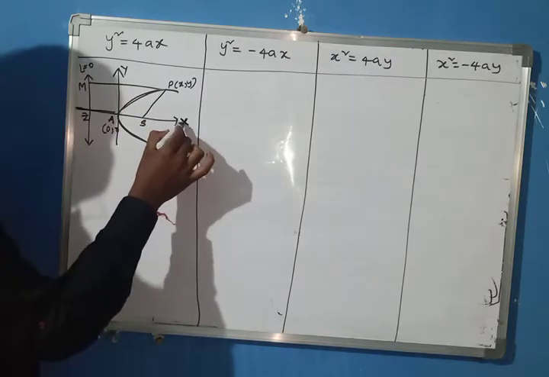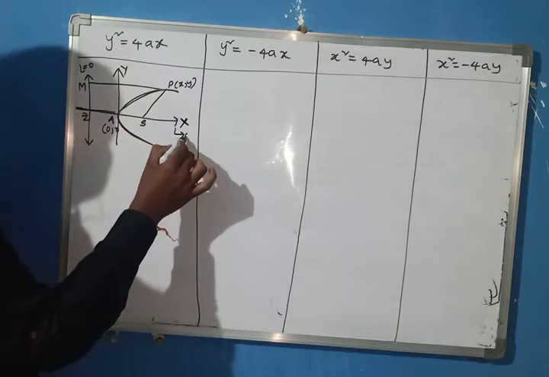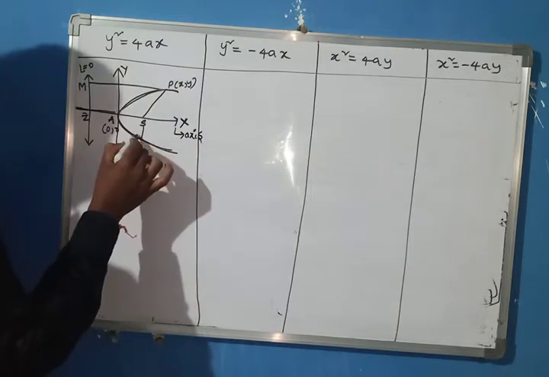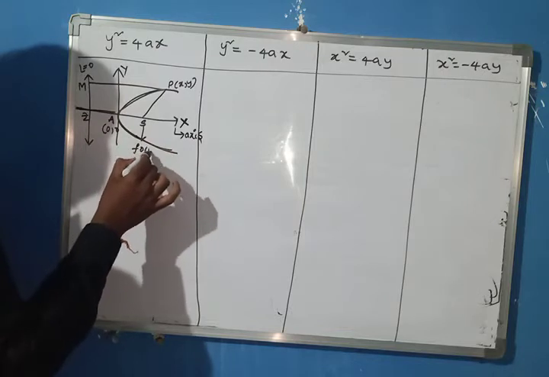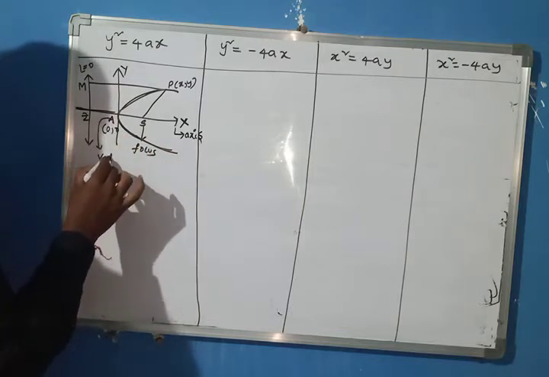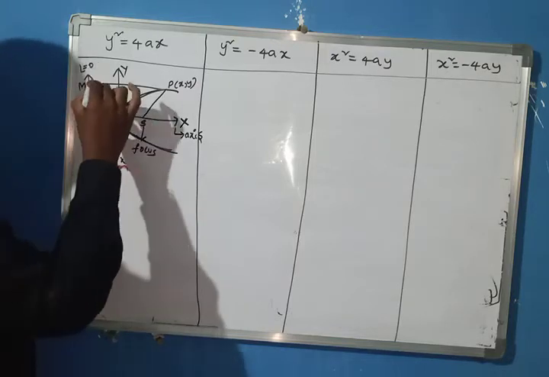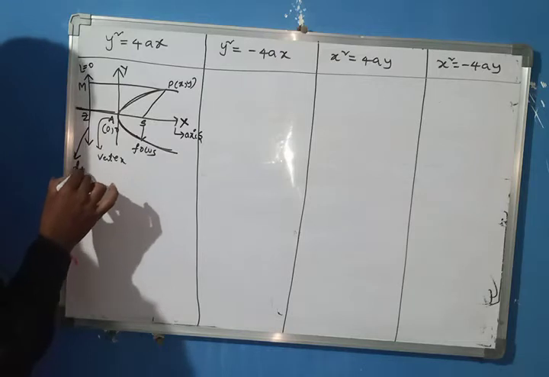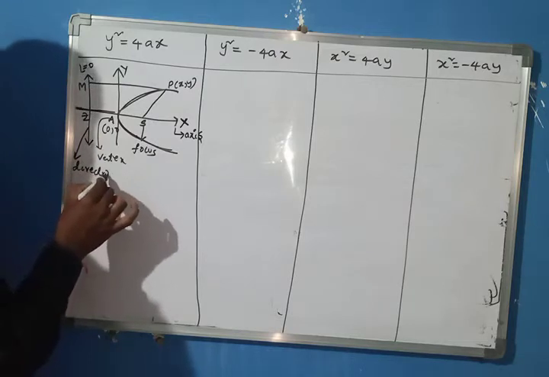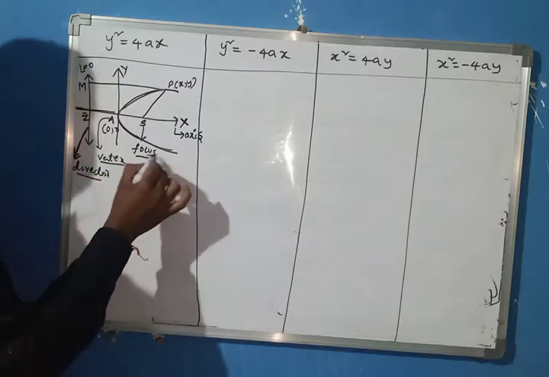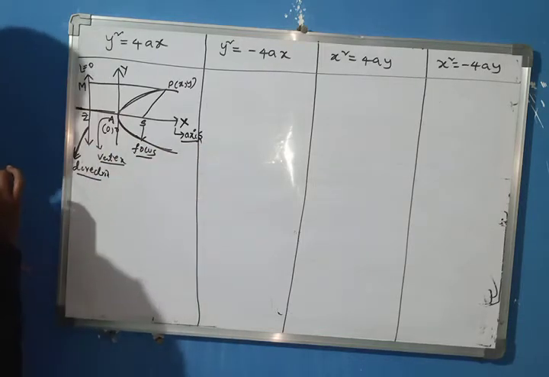This x-axis is called the axis. This S is called the focus. This A is called the vertex. This line L equal to 0 is called the directrix. These are the definitions.